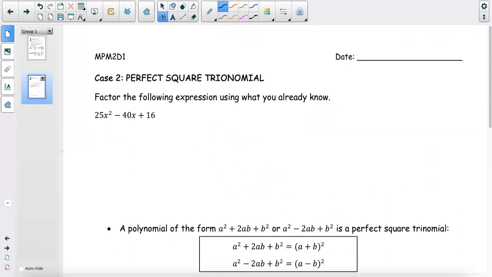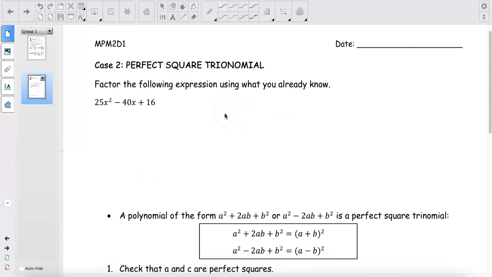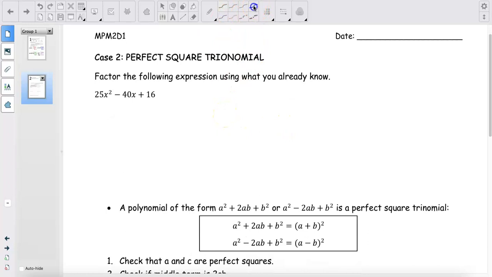So let's take a look at this next example. We're going to look at perfect square trinomials. So what we're going to do first is factor the following expression using our techniques that we already know. First off, is there a GCF from this? We always ask ourselves that question. So 25x squared minus 40x plus 16. We can see here that no, there is not.